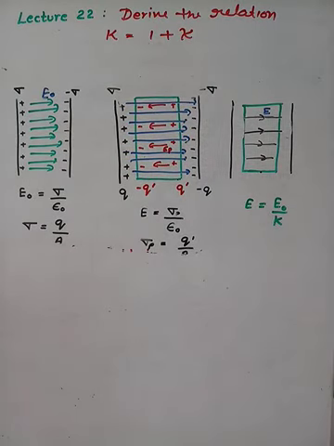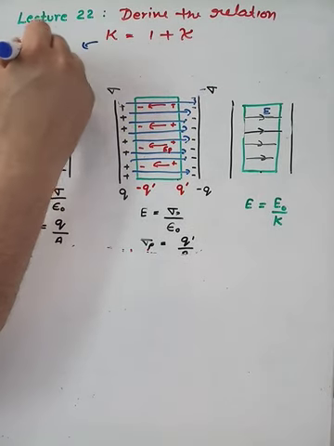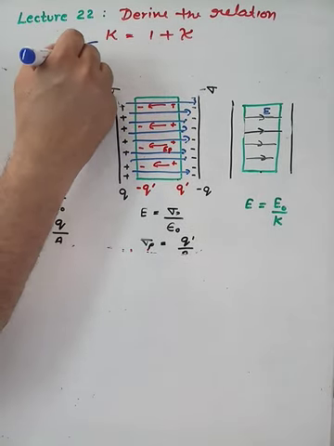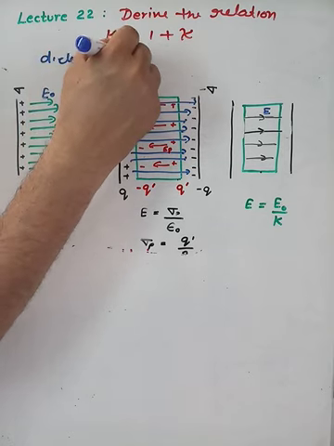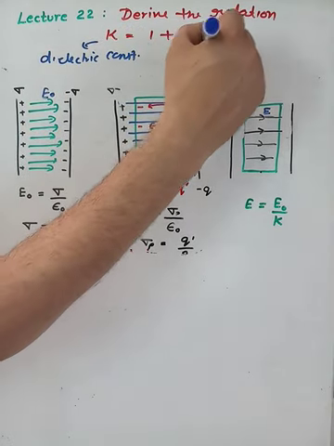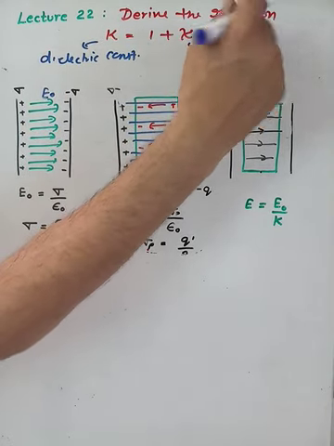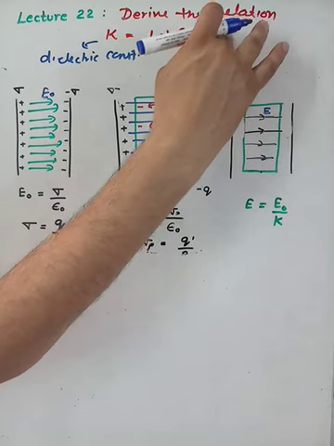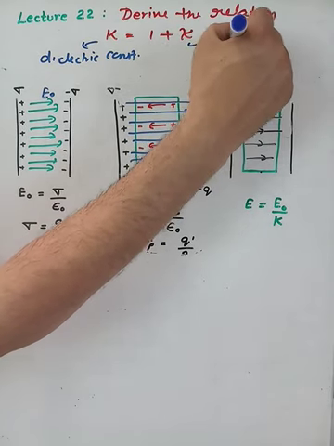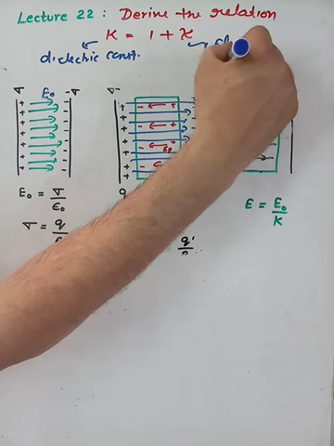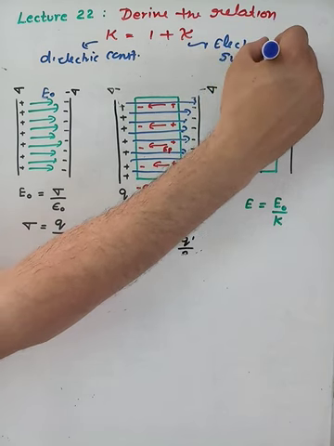What is this K? K is the dielectric constant, and this is called the susceptibility, the dielectric susceptibility, or electric susceptibility.